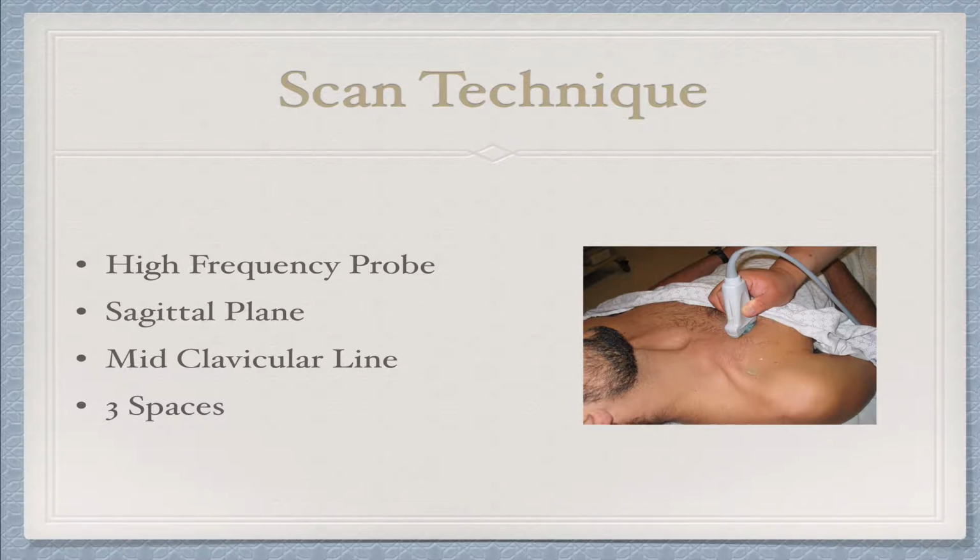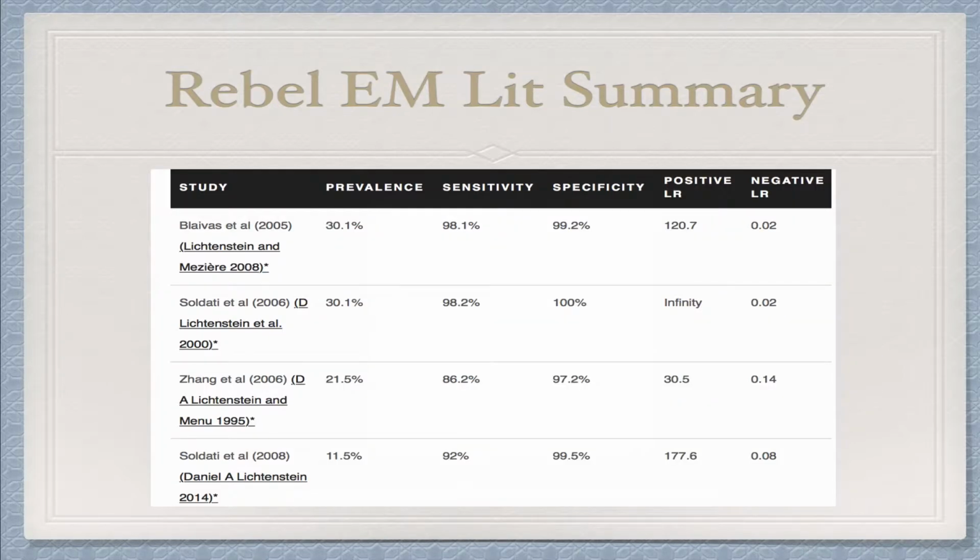What's your scan technique? I tend to take a linear probe, which is a high-frequency probe, place it in the sagittal plane, meaning marker pointing towards the patient's head, at the midclavicular line. And I like to interrogate 3 different spaces or 3 different intercostal regions to make sure that there's lung sliding in each of those spaces.